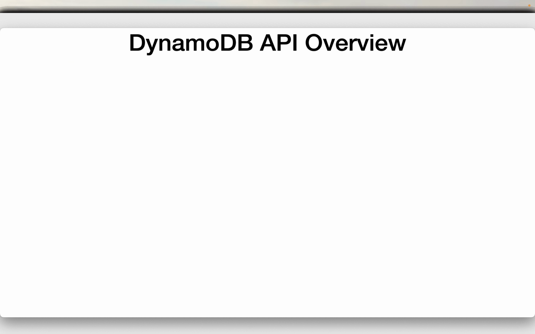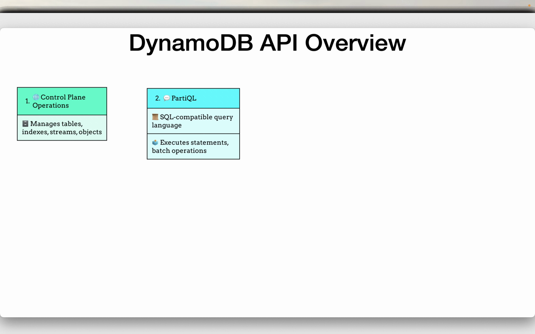Okay, now let's see some DynamoDB APIs overview. So first is control plane operations. This handles creation and management of DynamoDB tables, indexes, streams, and dependent objects. PartiQL, which is a SQL-compatible query language to interact with DynamoDB for executing statements and batch operations.